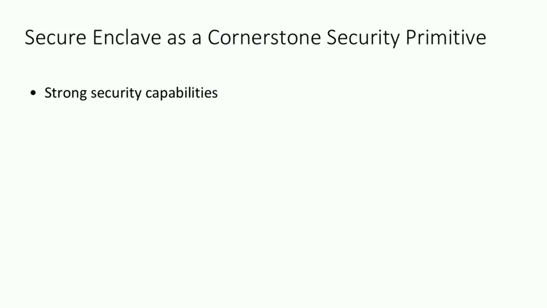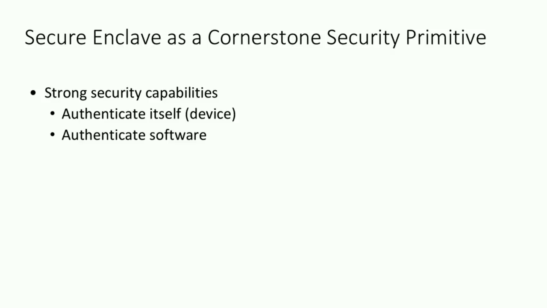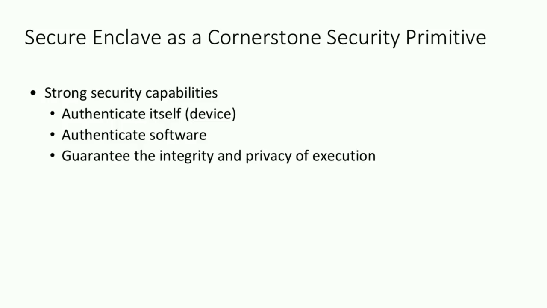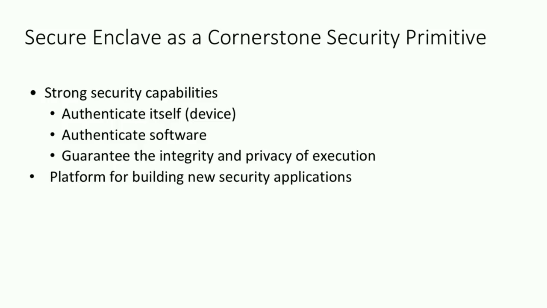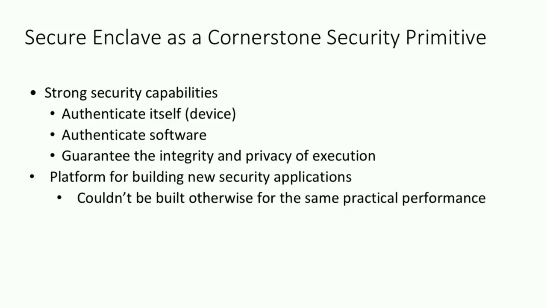So one of the key capabilities that we use to enable confidentiality preserving smart contract execution is leveraging the capability of secure enclaves. In fact, secure enclaves can serve as a cornerstone security primitive even beyond the application domain of blockchains. Secure enclaves can provide strong security capabilities and can serve as a platform for building new security applications that couldn't be built otherwise with the same practical performance.